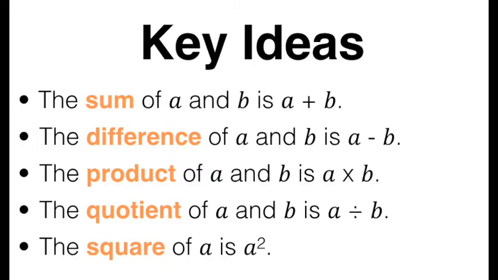The sum of a and b is a plus b. The difference of a and b is a minus b. The product of a and b is a times b, or ab. The quotient of a and b is a divided by b, or a over b. And the square of a is a squared.